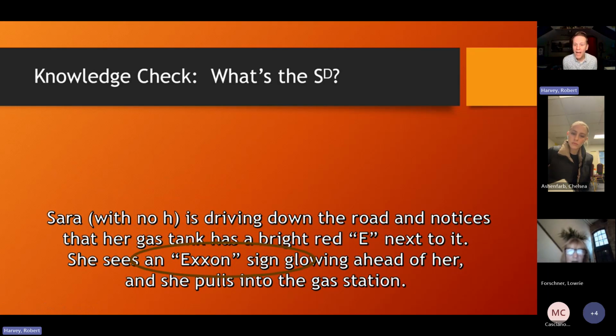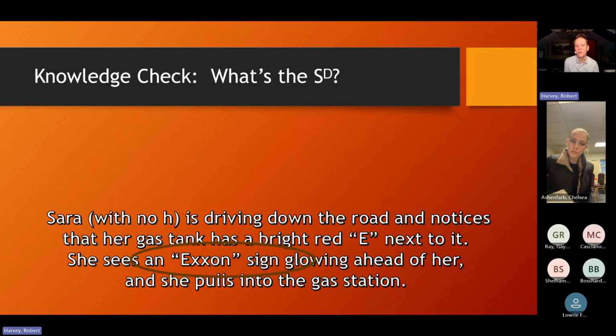Now, why is the bright red E not a discriminative stimulus for pulling into the gas station? She would not have done that had her gas tank not been red. So why is that not something that chose it? That falls under our motivating operations. The red E doesn't signal that reinforcement is available. The red E signals that something is needed. You wouldn't pull into the gas station, you wouldn't be looking for an Exxon sign or a gas station sign, if you didn't need gas.